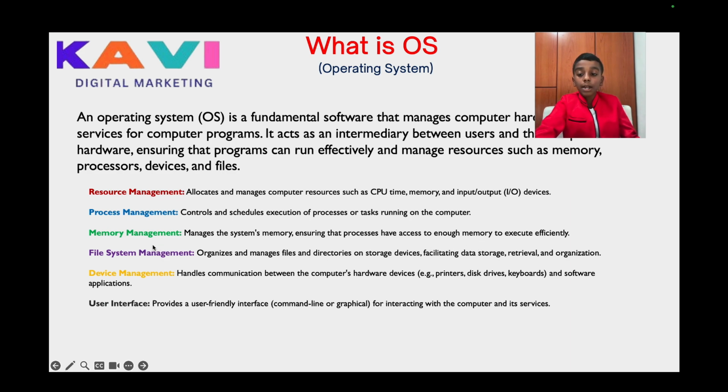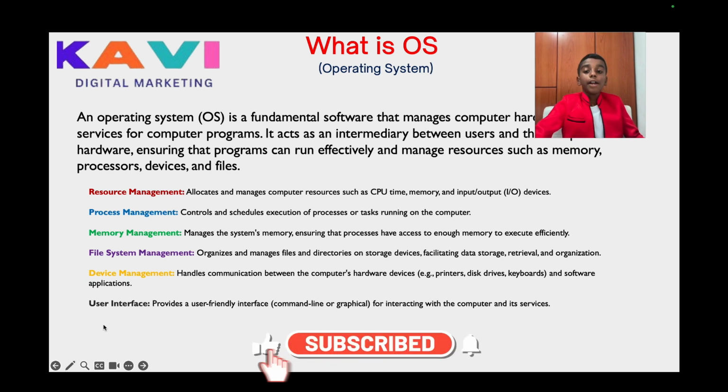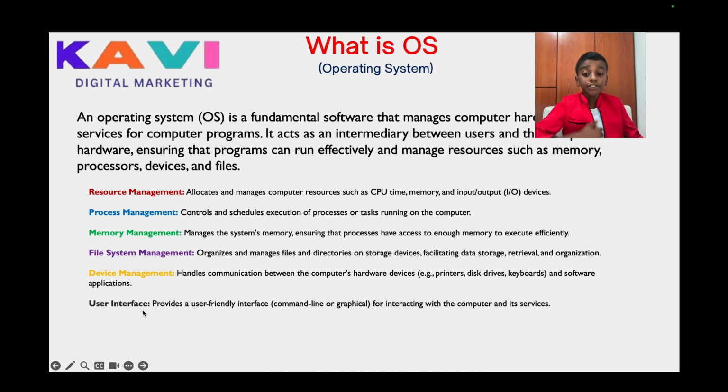File system management. File system management organizes and manages files and directories on storage devices, facilitating data storage, retrieval and organization. Device management. Device management handles communication between the computer's hardware, for example printers, disk drives, keyboards, and software applications. Now lastly, here we have the user interface. The user interface provides a user-friendly command line or graphical way of interacting with the computer and its services. Now let's go to our next slide to see what's there.